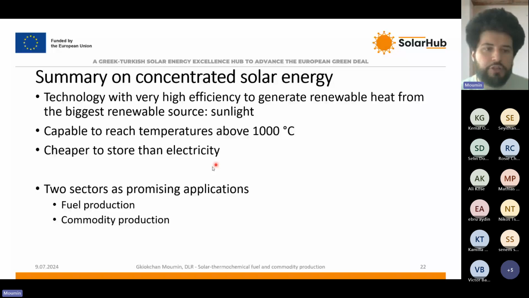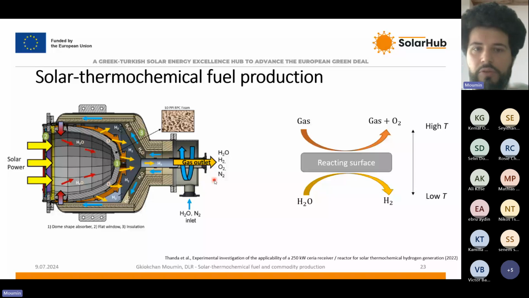And now I will shortly mention two sectors with promising applications. As I said, other colleagues will go deeper into this today, a bit about fuel production and commodity production. So how can we make use of this heat that we produce by concentrating sunlight? One application is solar thermochemical fuel production. I will start with the figure on the right-hand side.